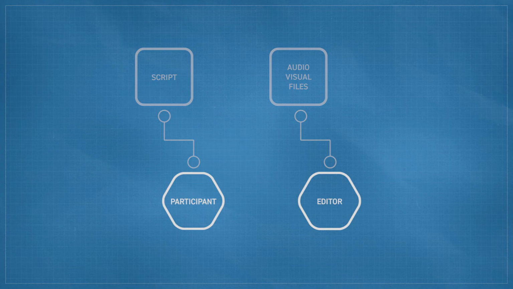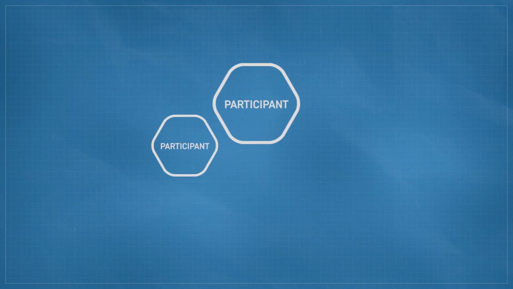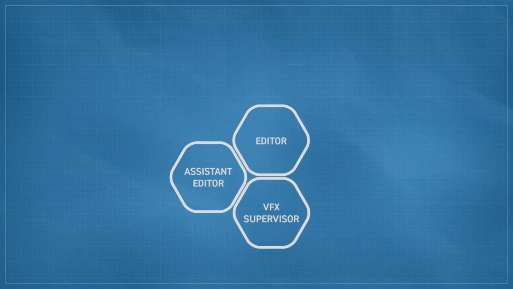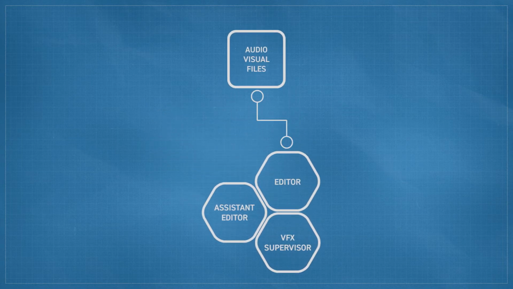The benefit of the hexagon shape is that we can cluster together a group of users to show a team who are working on something together. For example, we may want to show that the editor, the assistant editor, and the VFX supervisor are all working together on an AV asset.